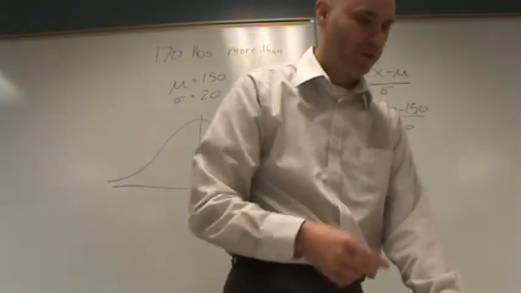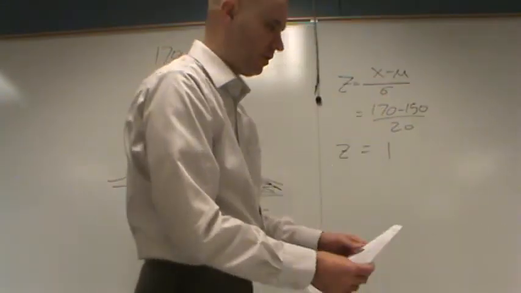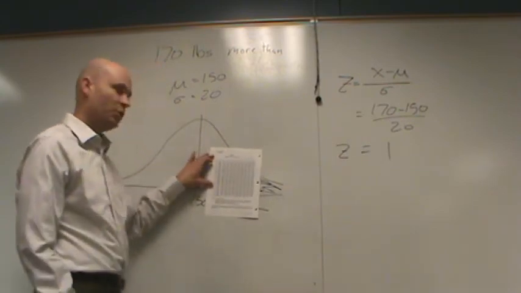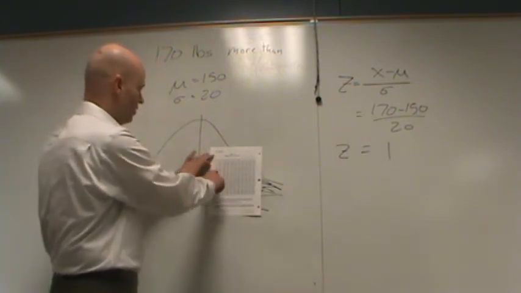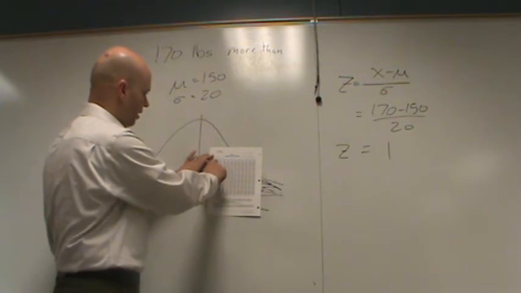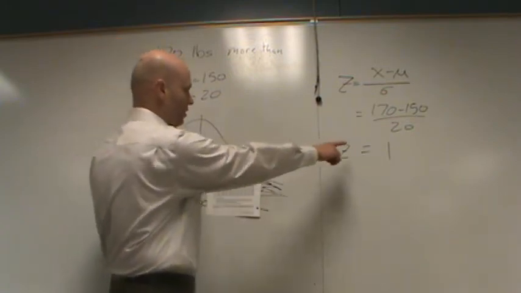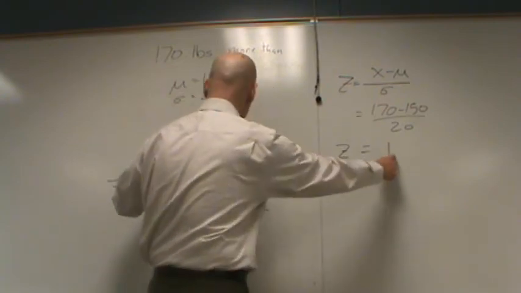I will come over here to show you. I'll show it up here first. I know you can't see the numbers, but you have a Z table. On the left-hand side, you look first for Z. This is actually equal to Z 1.0.